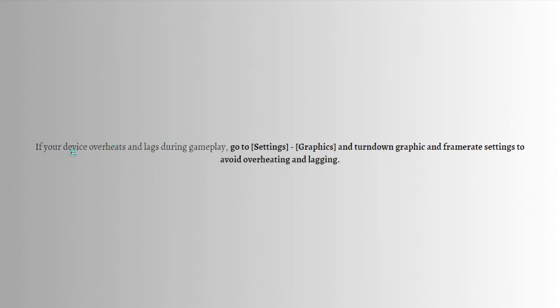So if your device overheats and lags during gameplay, you'll need to simply go to the settings on your device or in your Arena Breakout and then go to the graphics section in your settings, and then just simply turn down the graphic and the frame rate settings to avoid overheating and lagging. So most of the time, the lag in your Arena Breakout is because of the graphics in your game and the frame rate. So we can go ahead and turn that down and see if that fixes the problem.